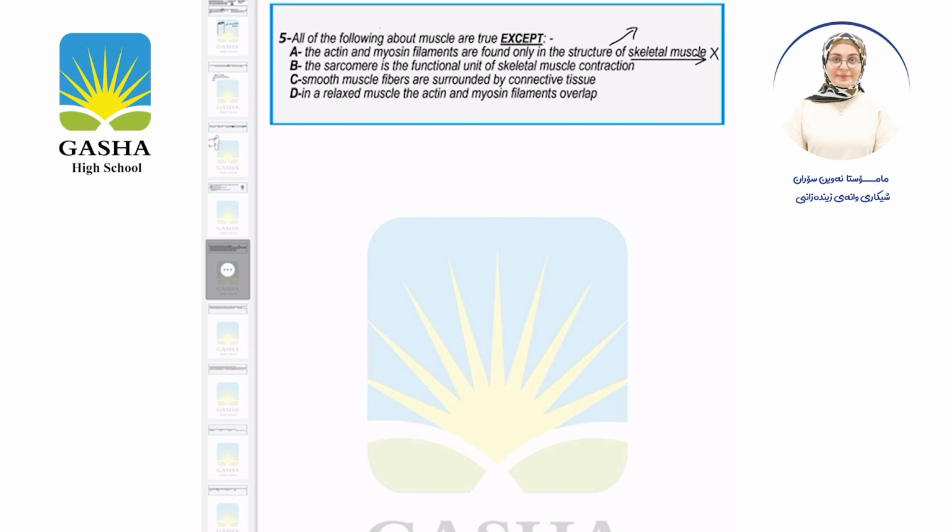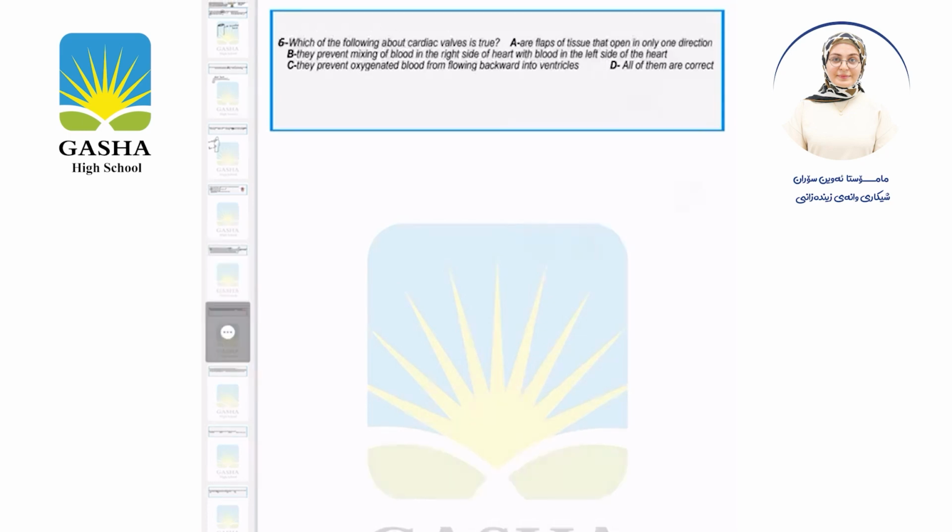B, the sarcomere is the functional unit of skeletal muscle contraction. Yes, it's true. Sarcomere is the contraction unit. C, smooth muscle fibers are surrounded by connective tissue. Also, this one is true. D, in a relaxed muscle, the actin and myosin filaments overlap. Yes, this one also is true. So the true answer for question 5 is A, because the only one that is not true is A.